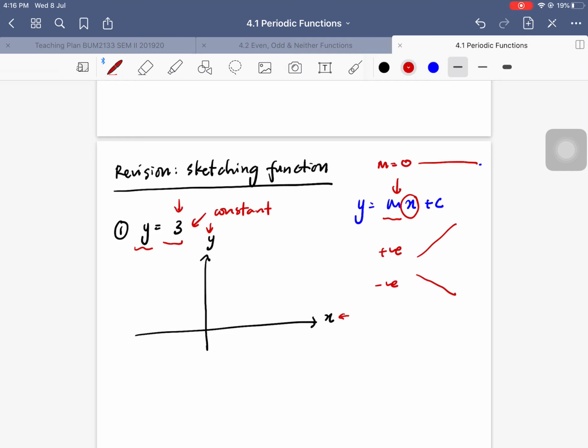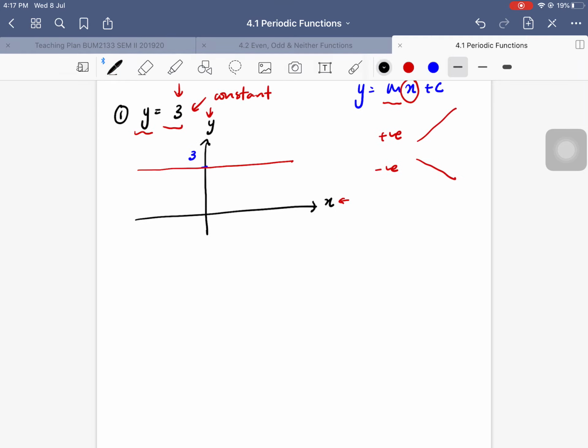For this case, first of all, we identify where y equals 3. Let's say y equals 3 is going to be somewhere up here. All you have to do is put a horizontal line across y equals 3. That's how the graph looks. That's it. That is the graph of a constant. Please bear in mind, every single time you have a graph of a constant without any x, that is how your graph is going to look.